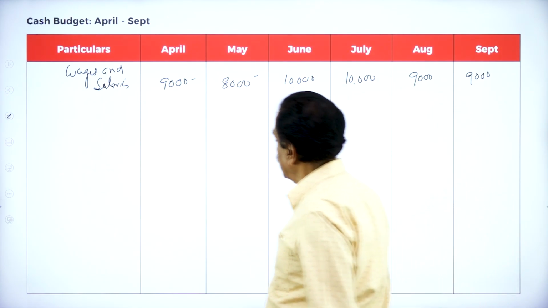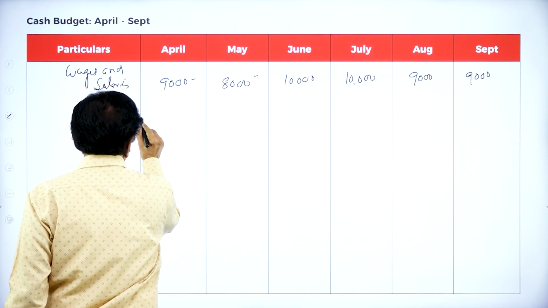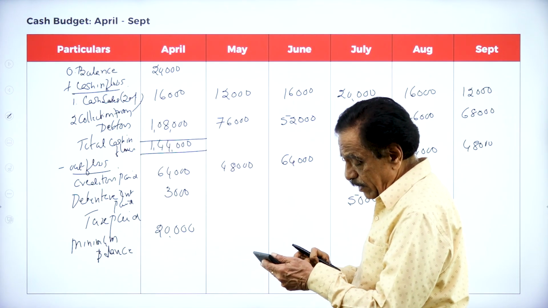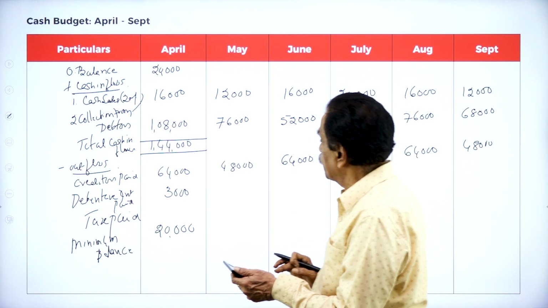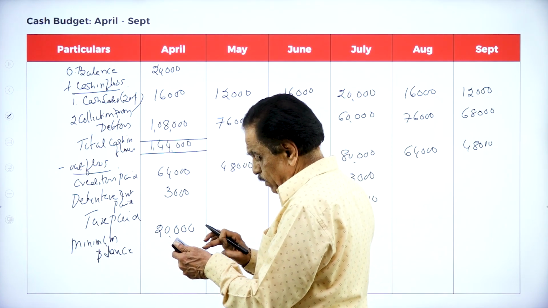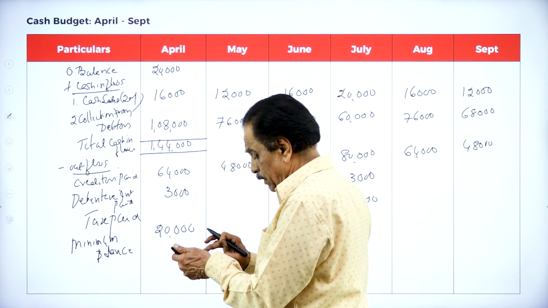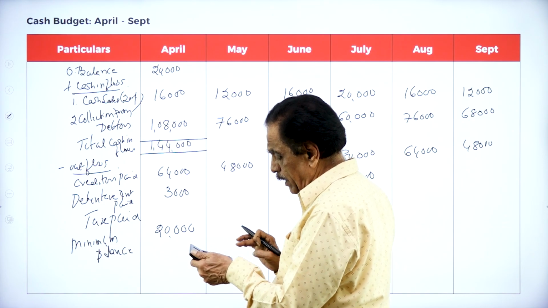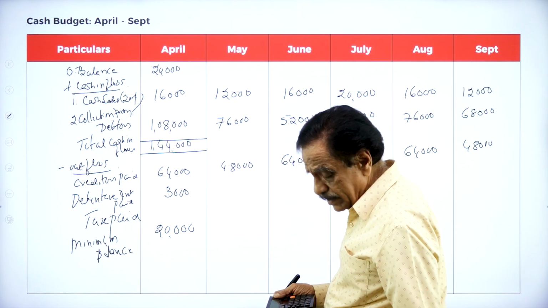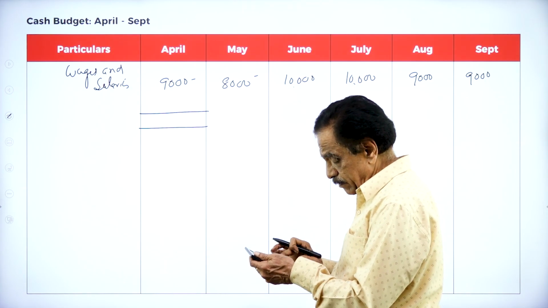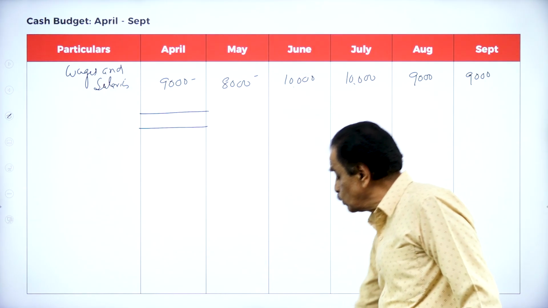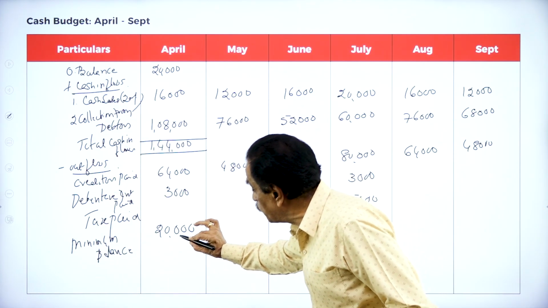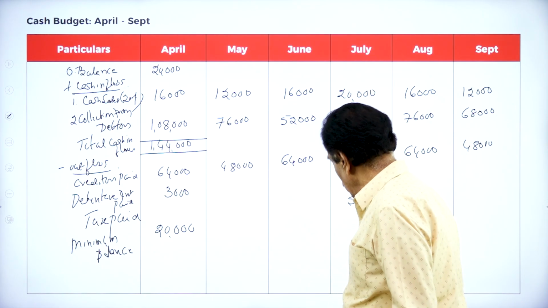Okay. So here, what's the balance left over? Add this minimum balance I have maintained. 1,44,000 minus 64,000 minus 3,000 minus 20,000 minimum balance, then minus 9,000. So 48,000 to be maintained here. Opening balance is 1,40,000. Minimum balance to be maintained is 20,000. That should be.